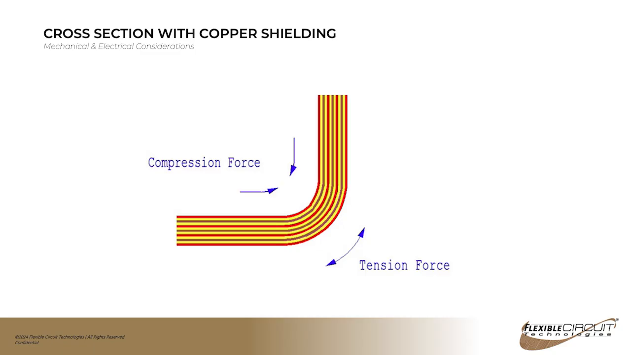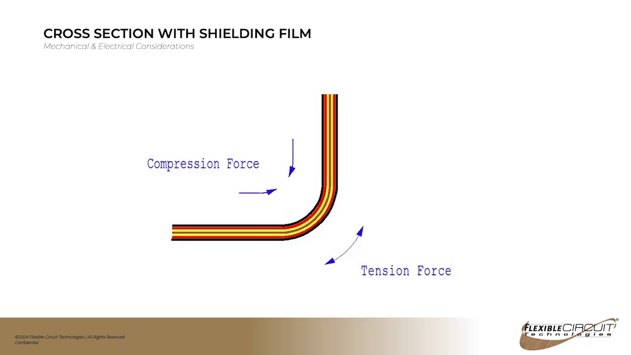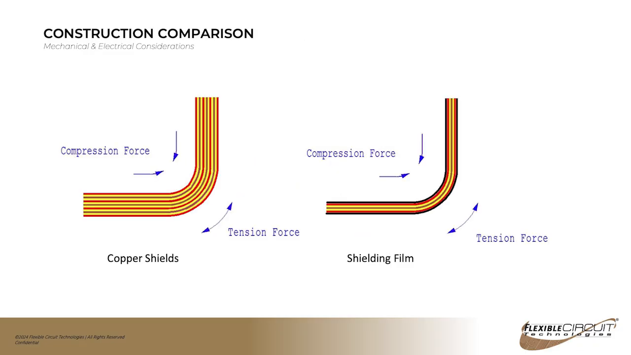Here is a cross section showing a standard 3-layer circuit where you can see 2 copper layers. This would be a strip line construction, and this would be the same to scale cross section using the Tatsuta material. Those shielding films are less than 1 mil thick, so they add very little to the overall thickness of the circuit and have almost no impact on the flexibility. So here's the two of them to scale side by side. You can see that it has a huge impact on the overall thickness of the circuit.